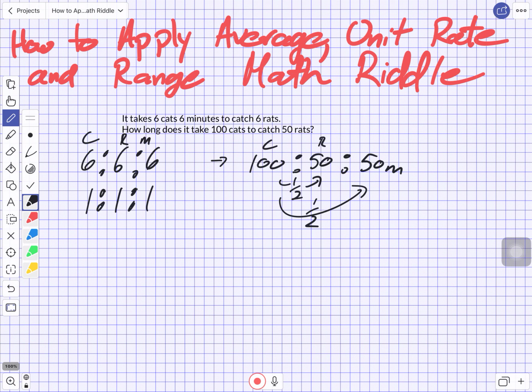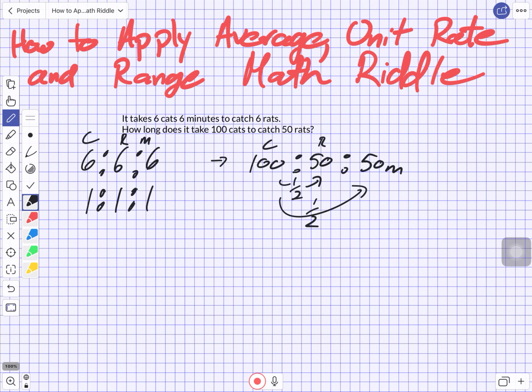Okay, how to apply average, unit rate, and range, sometimes also called volatility, in this math riddle. So I found this math riddle. It says it takes 6 cats 6 minutes to catch 6 rats. How long does it take 100 cats to catch 50 rats?